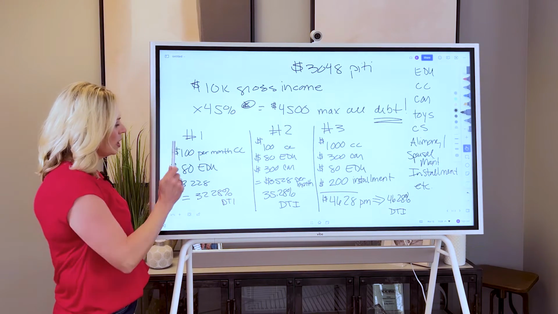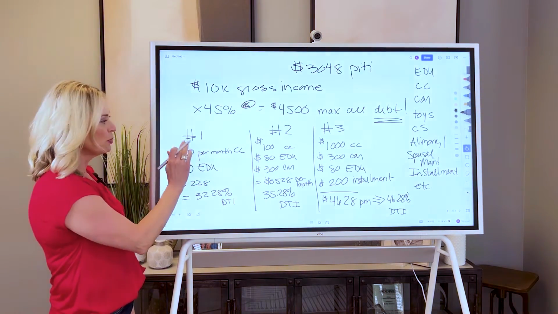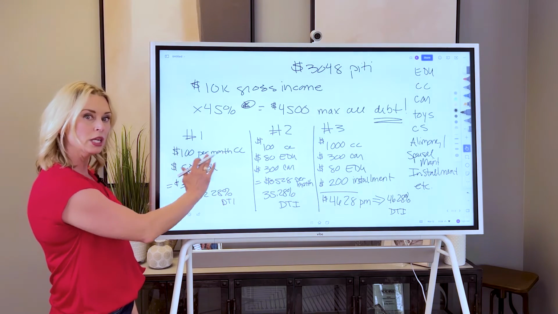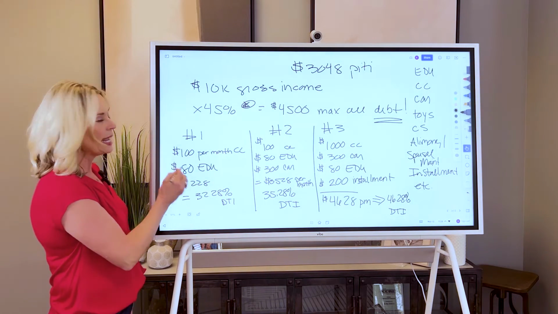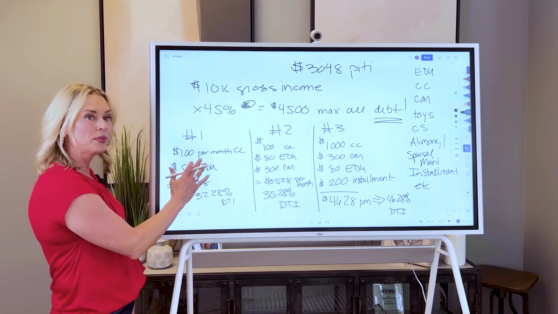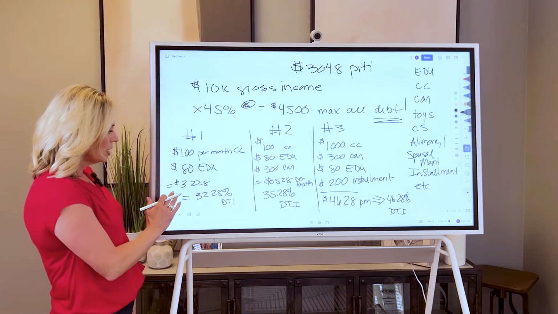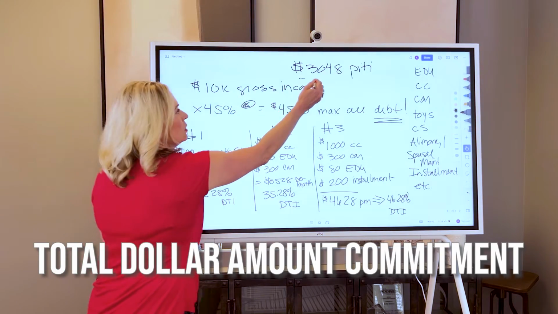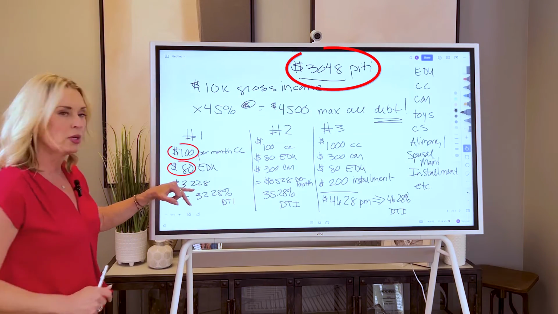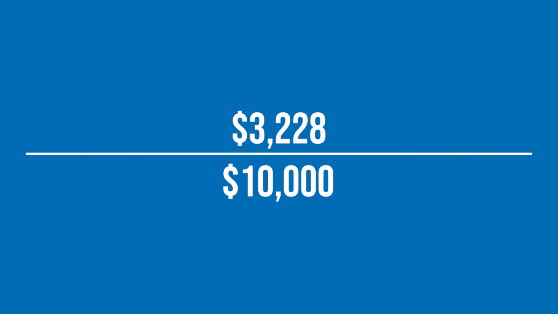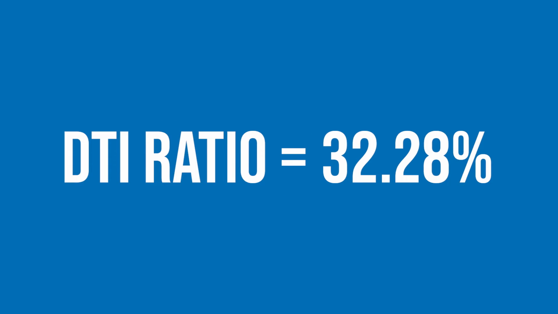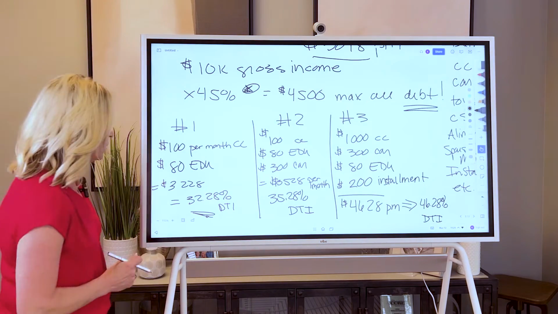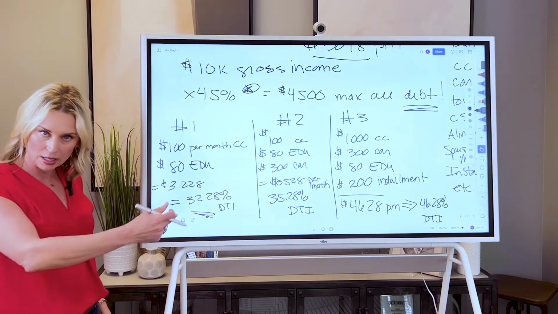And let's say scenario one, this borrower has $100 per month in credit card payments. Those are minimum payments that are coming through the credit report, and an $80 minimum payment per month on a student loan. That would put our total dollar amount commitments, including this new house payment, at roughly $3,228 a month. So how we solve for the debt ratio is we take that, divide it into the $10,000 gross usable income, and it gives us a 32.28% debt to income ratio. That is what's going to be calculated through the automated underwriting system.